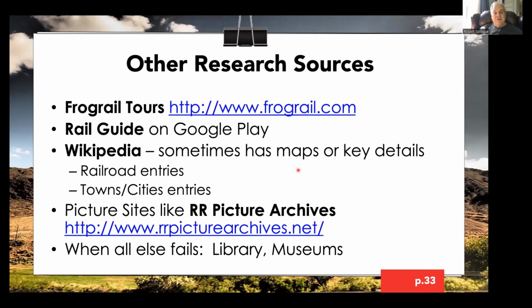There are entries, of course, on the major railroads, but also on many of the towns and cities that you might be trying to emulate. And then, picture sites like our picture archives. They tend to concentrate on locomotives and rolling stock, but sometimes you'll get a wide shot that really can help you understand a track layout or even copy it.